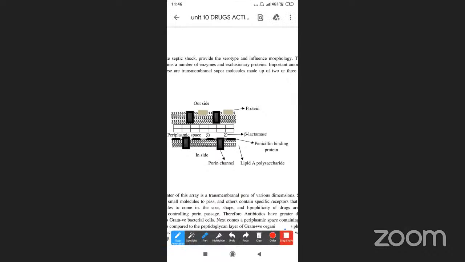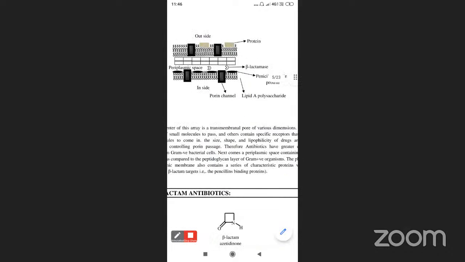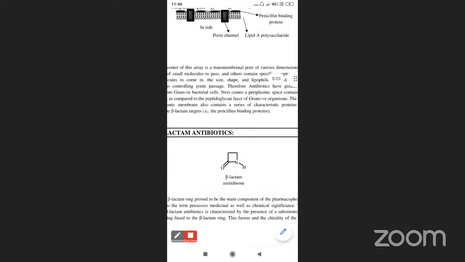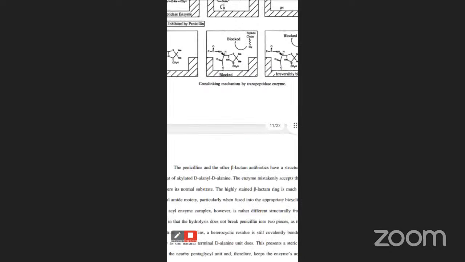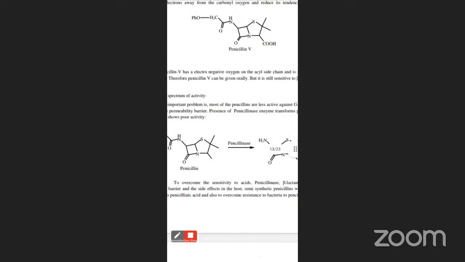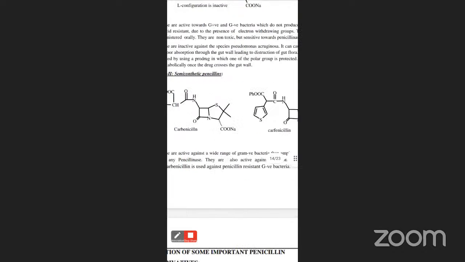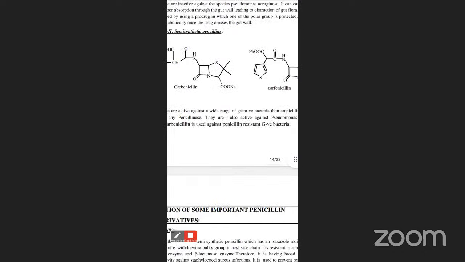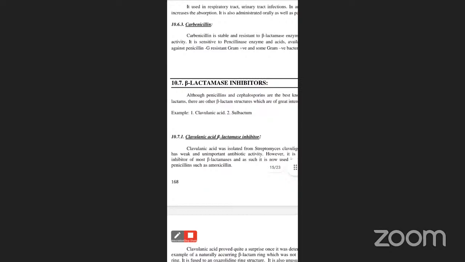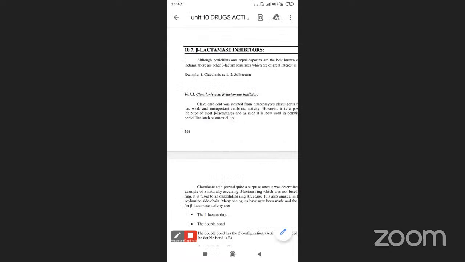So here is the beta lactamase, right? This is the beta lactamase in the gram negative bacteria and the gram positive bacteria. So the beta lactamase enzyme is there in the cell wall. So here what we are doing, we are inhibiting the beta lactamase enzyme with the drug compounds here, right? Those are called the beta lactamase inhibitors.